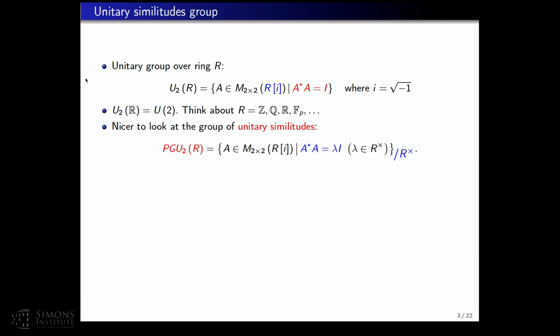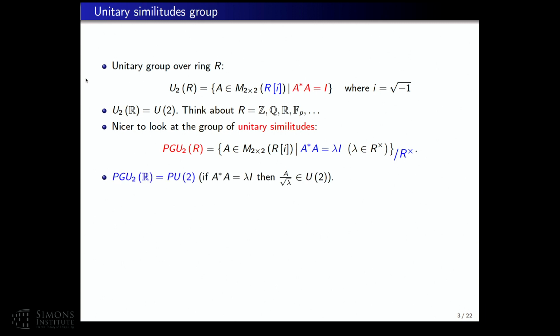But it's nicer to look at a tiny bit different group, which is the group of similitudes. So I take, again, matrices in the same ring, but now I allow A star A to be also any scalar matrix, not only the identity, any scalar, as long as this scalar is invertible in the ring. When I do this, it's suddenly very strong. And eventually I mod out by scalars. So this is a projective group. I don't care about the multiplication by scalars.